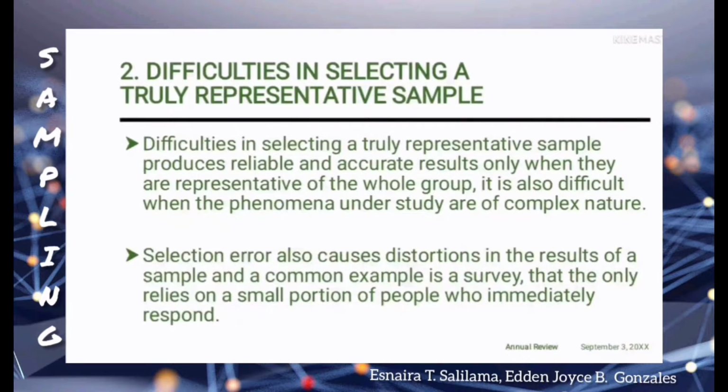Next, difficulties in selecting a truly representative sample. A sample produces reliable and accurate results only when it is representative of the whole group. It is also difficult when the phenomena under study are of complex nature. Selecting a good sample is difficult. Selection error also causes distortion in the result of a sample, and a common example is a survey that only relies on a small portion of people who immediately respond.